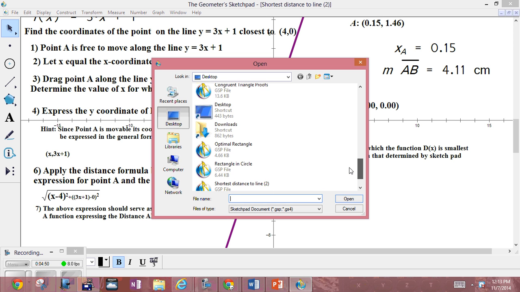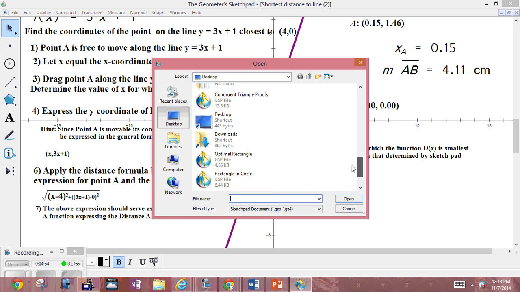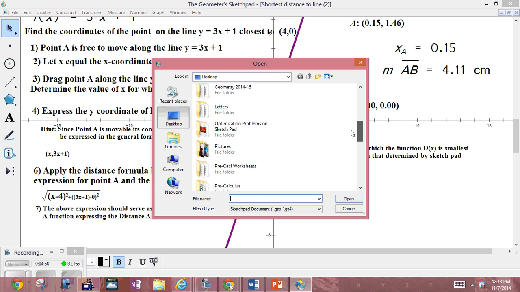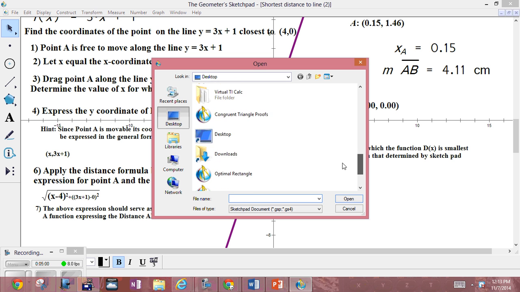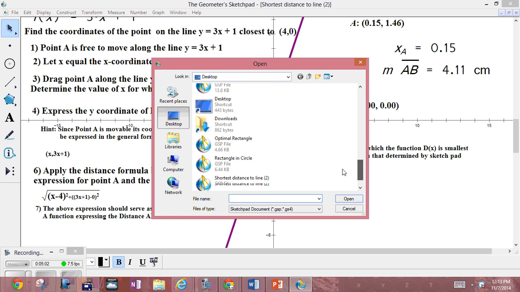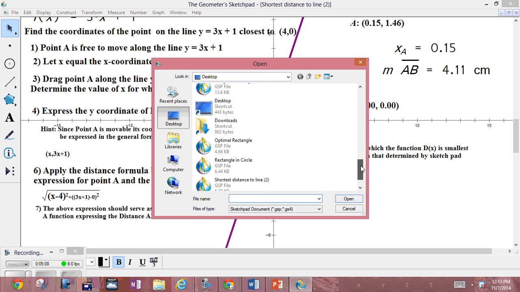It's coming. Rectangle and a circle. We saw that. And the other one is a diagonal problem that I have. I don't see it. I don't see it. Shortest distance to a line. That's the one we just did. I'm sorry.